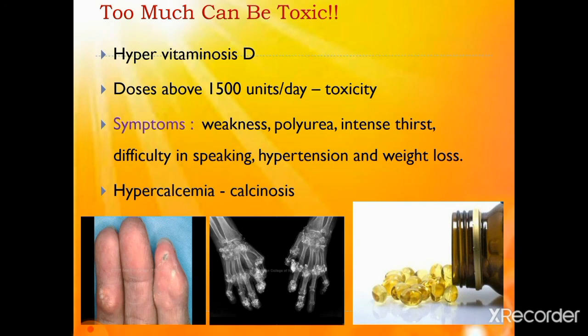Next one, the toxicity of vitamin D, that is hypervitaminosis D. Doses above 1500 units per day can lead to toxicity, and the symptoms include weakness, polyuria, intense thirst, difficulty in speaking, hypertension and weight loss. During vitamin D toxicity you can see hypercalcemia, excessive calcium in the blood, and this leads to calcinosis, deposition of excessive calcium onto the bones and joints. Here in this picture you can see the whiter part, which is excessive calcium deposition on the bones.